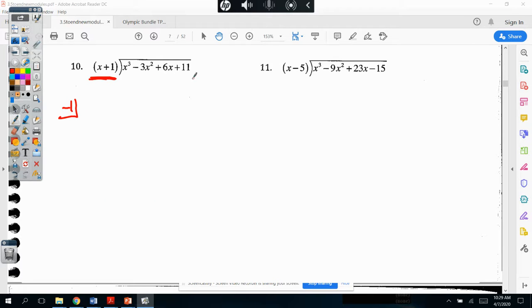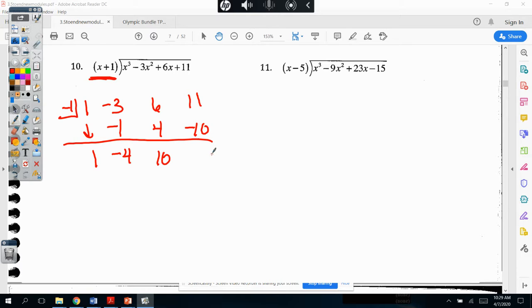Okay, I'll write the coefficients here. 1, -3, 6, and 11. I will skip a line, draw a line, and drop the 1. After you set it up, you'll have your party. You will multiply and add. You will multiply and add. You will multiply and you will add. That is your remainder, your number, your x, and your x squared.